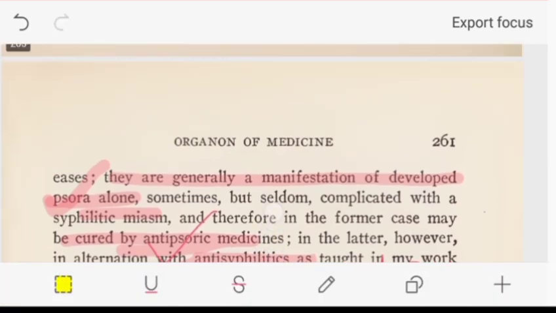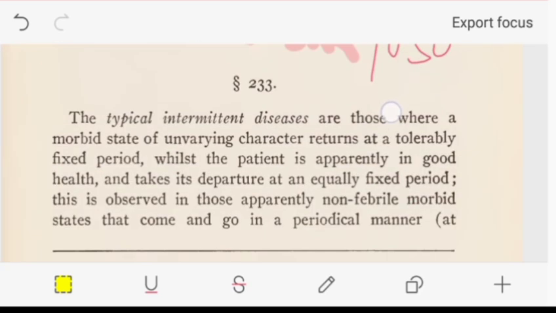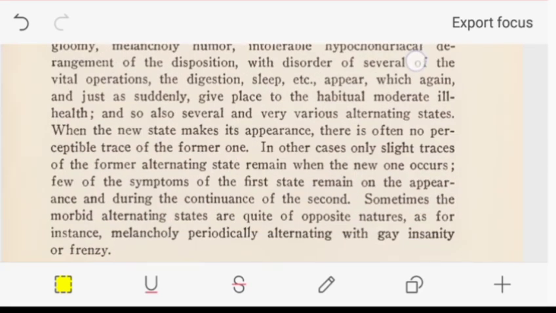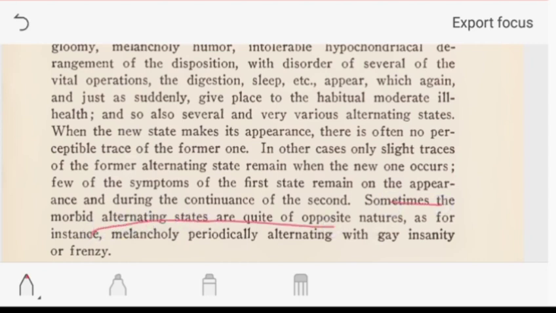Okay, in the footnote, what shall we discuss? In this footnote you should always remember that many examples are given, but I only give the gist. Here you can see that sometimes there are multiple alternating states, and they can be opposite in nature.